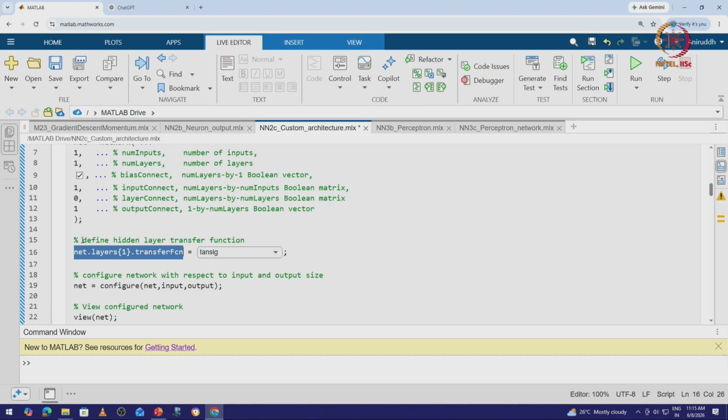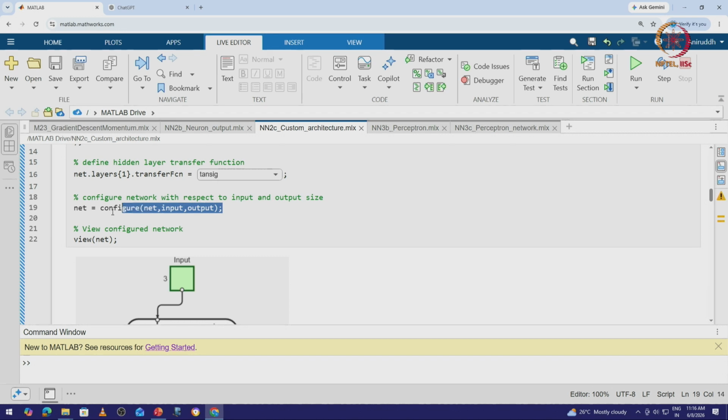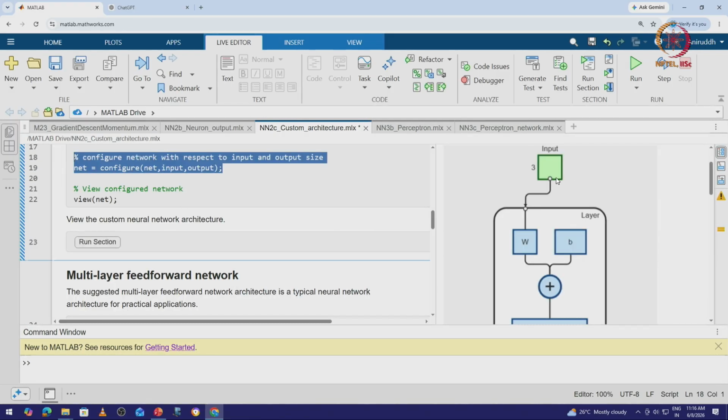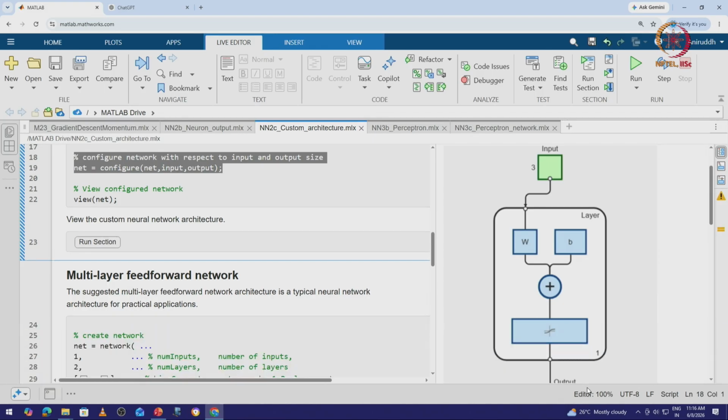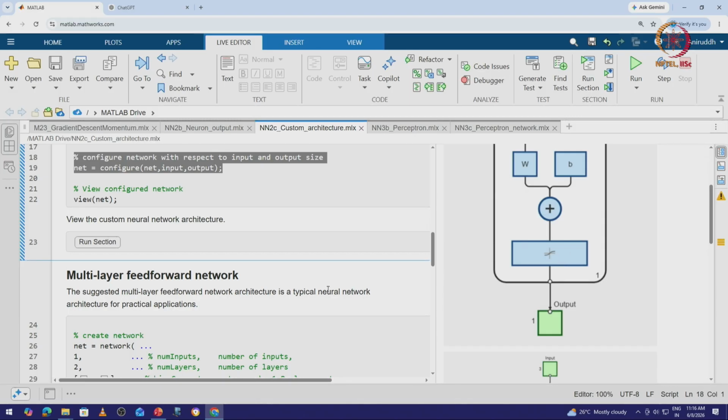We can define the transfer function here, which is essentially given by lines 15 and 16, and once we have all of these parameters defined, we can then configure our network. The network looks something like what is observed on the right. There is an input, essentially the number of inputs required to train the model. We have weights, the corresponding bias, and we pass it through an activation function.